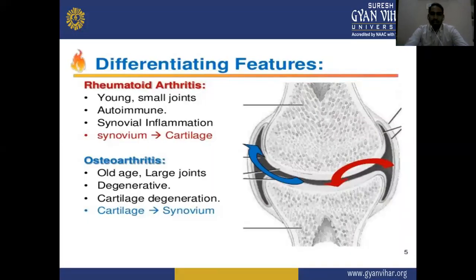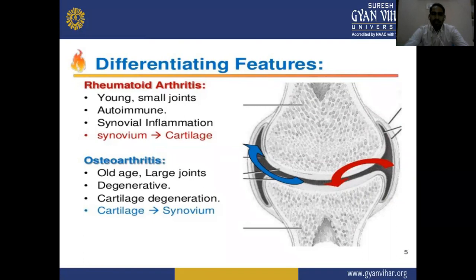Next one is differentiating features. Rheumatoid arthritis occurs in young people, affects small joints, is an autoimmune disease, and involves synovial inflammation. Synovium means cartilage. Cartilage is a connective tissue.